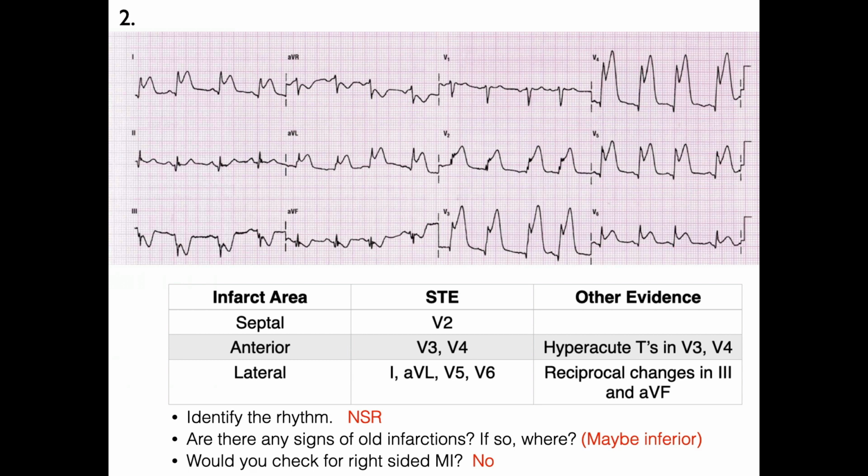Are there any signs of old infarctions? Meaning, are there any Q waves that are not associated with acute ischemia? When you see my answers that are in parentheses, that means I'm okay with it being there, I'm okay with it not being there. You could make the argument that this is actually a Q wave. So possibly there's an old inferior, but that's a little squishy. You don't have to worry about this for now. By next week you'll know. I can tell you what the answer is.